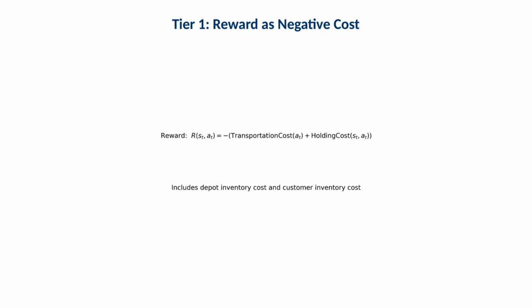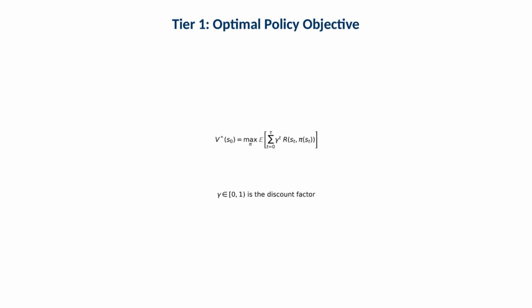The reward is defined as the negative of total cost for the day. That cost has two main parts: transportation cost for the routes and inventory holding cost for inventory stored at the depot and at customers. This structure forces the policy to balance frequent deliveries against higher holding levels, while still keeping service levels high.